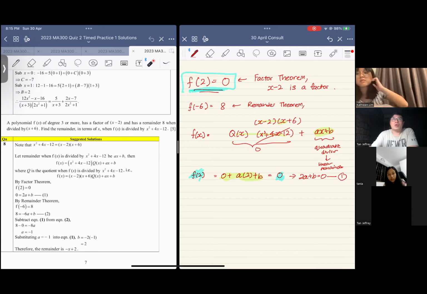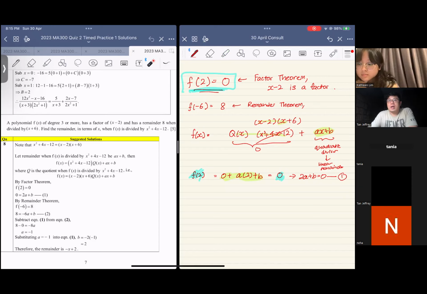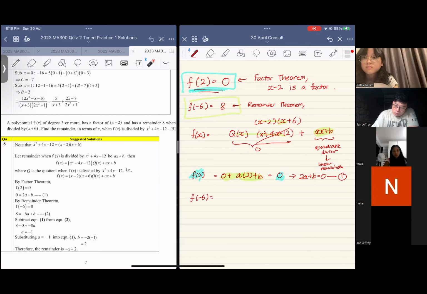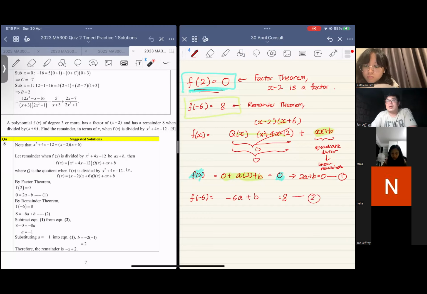Second step, make your second equation. The second information is in the second part, which is over here: f(-6) equals 8. After I substitute f(-6), I know that this equals 8. This whole portion again is going to give me 0, and it gives me -6a plus b equals 8. That is equation 2 so far.